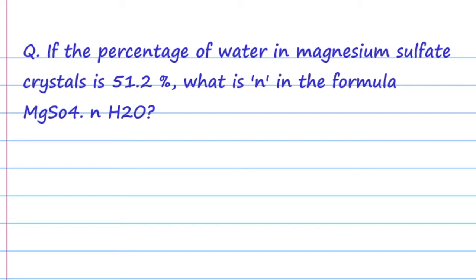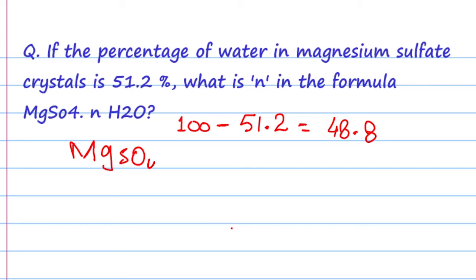magnesium sulfate NH2O? Remember that when we say that the percentage of water in the crystal is 51.2%, then it means that 100 gram of crystals contain 51.2 gram of water. So if we consider these crystals 100 gram, and we subtract the value of 51.2 gram of water, then we will get the mass of the crystals, that is MgSO4, 48.8.